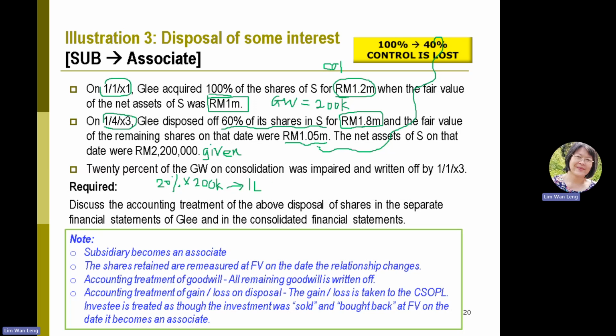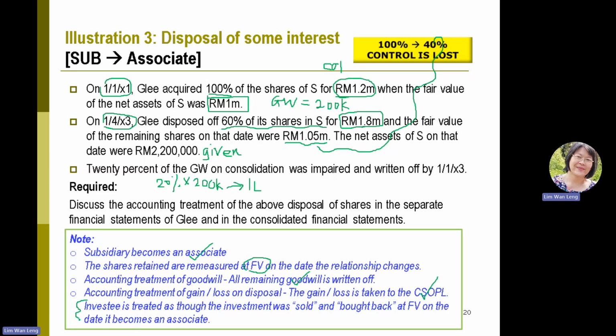So what was the situation now? After the disposal, the subsidiary will become an associate. Which means the shares retained must be remeasured at fair value. Accounting treatment: because here control is lost, when control is lost, goodwill will have to be written off. The gain or loss on disposal will be taken to consolidated SOPL. You need to calculate. The investee is treated as though the investment was sold and bought back at fair value on the date it became an associate.